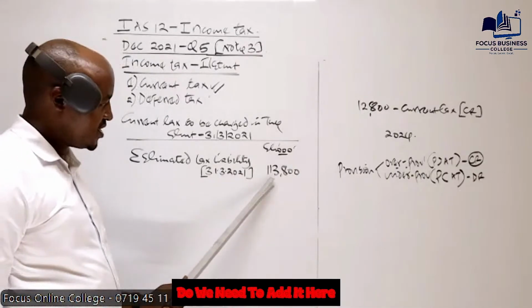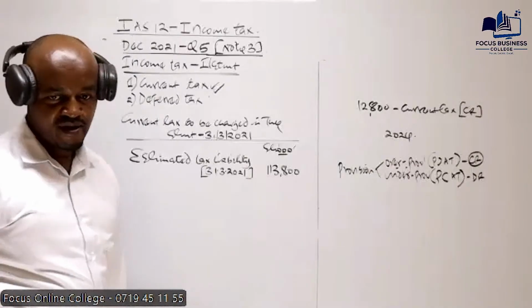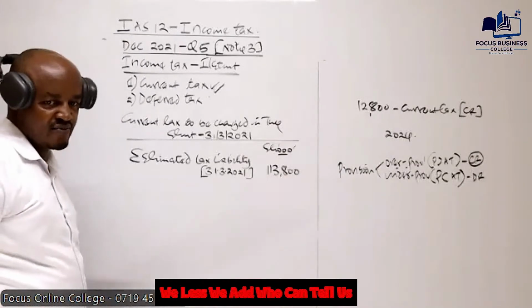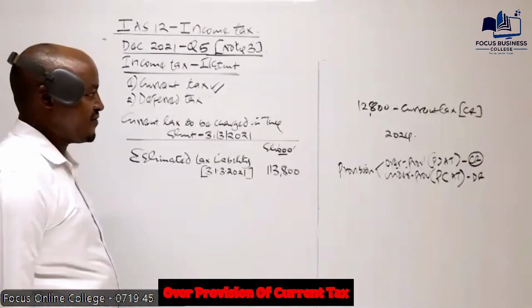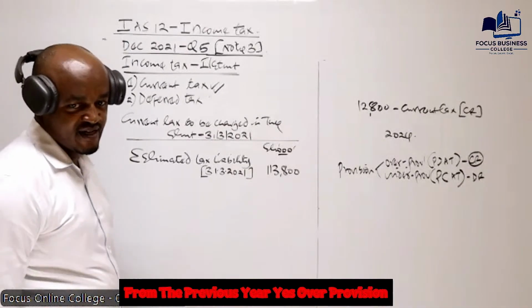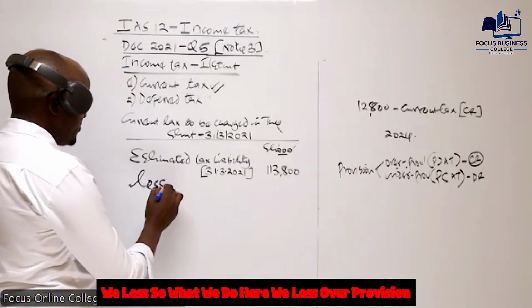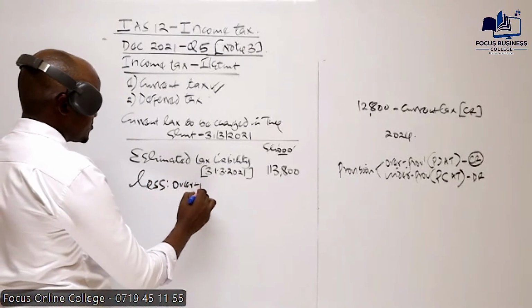Do we need to add it here? Do we need to less it here? Being an over provision, do we less or do we add? Who can tell us? Over provision of current tax from the previous year. Yes, over provision, we said we do what? We less. So what we do here, we less the over provision.